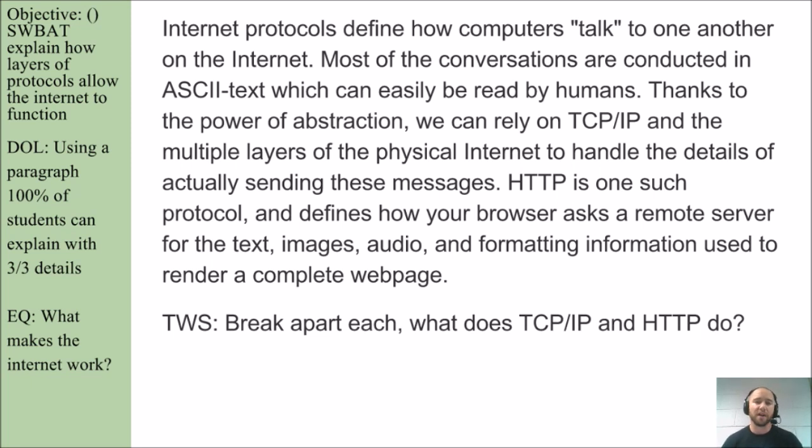So internet protocols define how computers talk to one another on the internet. Most of the conversations are conducted in ASCII text, which can easily be read by humans. Thanks to the power of abstraction, and remember that word is similar to layers, we don't necessarily need all the details. We can rely on TCP/IP and the multiple layers of the physical internet to handle the details of actually sending these messages. When we're talking physical, we're talking copper wires, fiber optics, Wi-Fi or radio signals. That's what we mean when we talk about the physical layer.